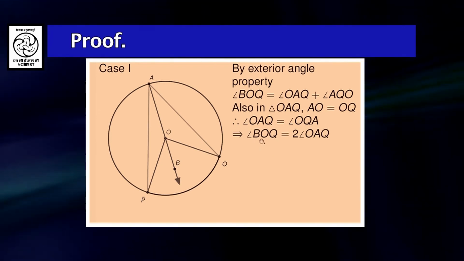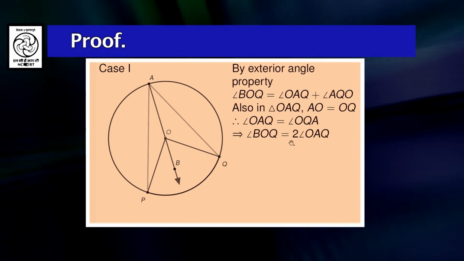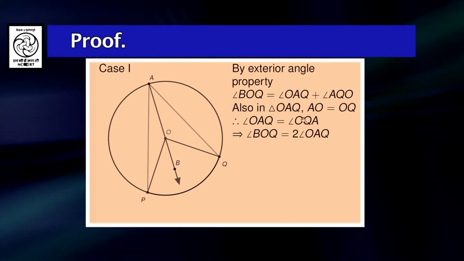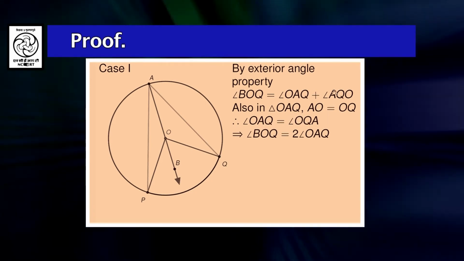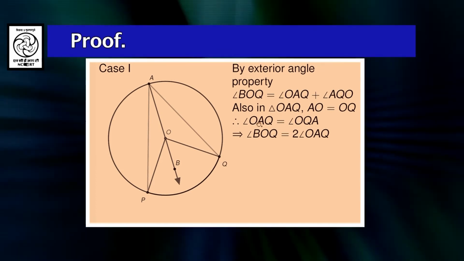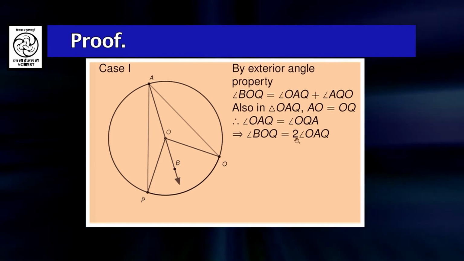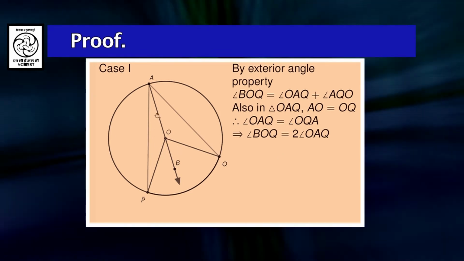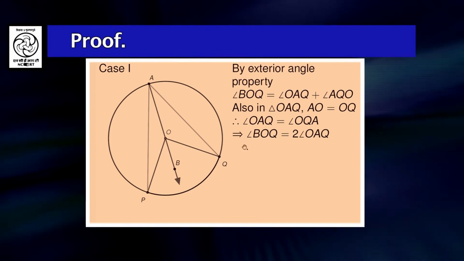Therefore, angle BOQ is equal to twice angle OAQ. This we obtained by replacing OQA in this equality by OAQ. So, OAQ plus OAQ becomes twice OAQ, that is, angle BOQ is twice this angle.